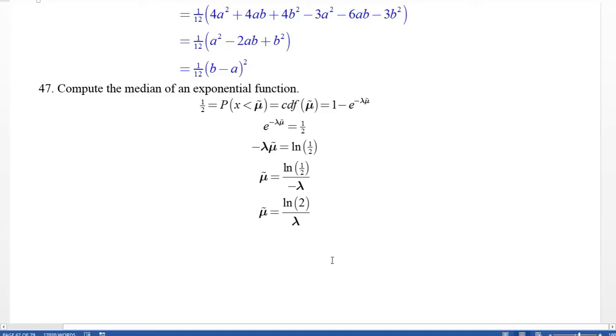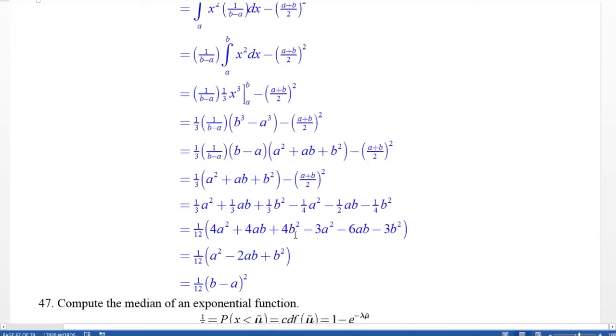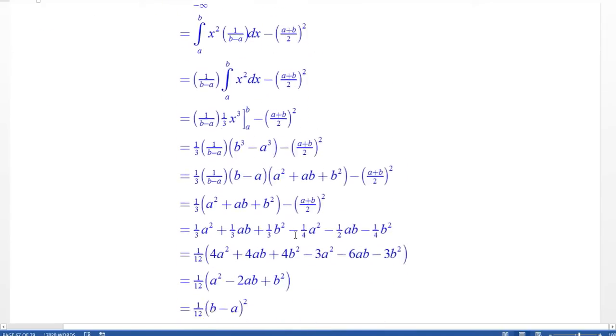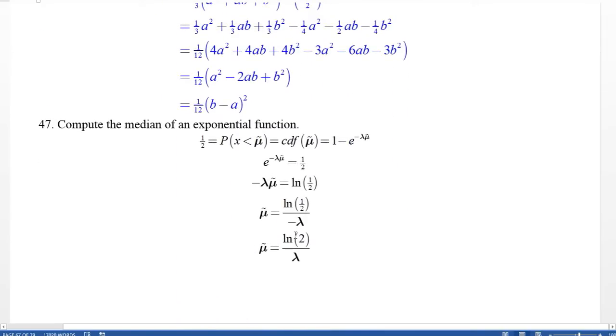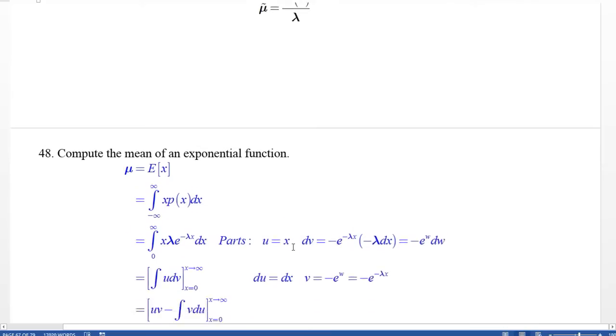And of course, if you integrated the function from 0, let's see, what is this? This is an exponential, excuse me. If you integrate this exponential PDF from 0 up to this median, you'll get 1/2.